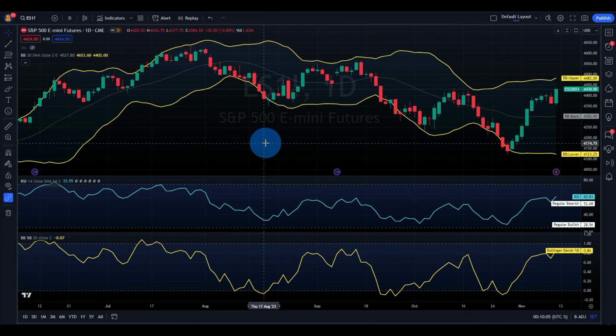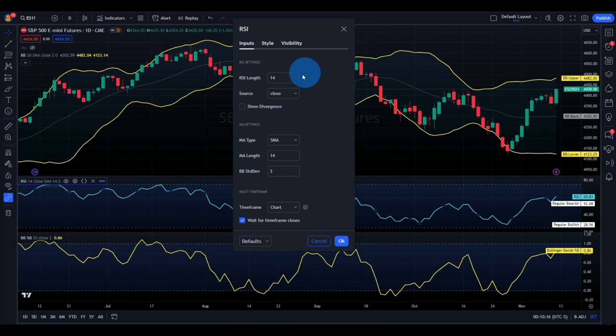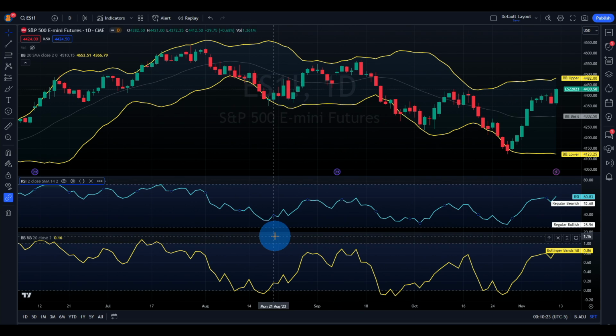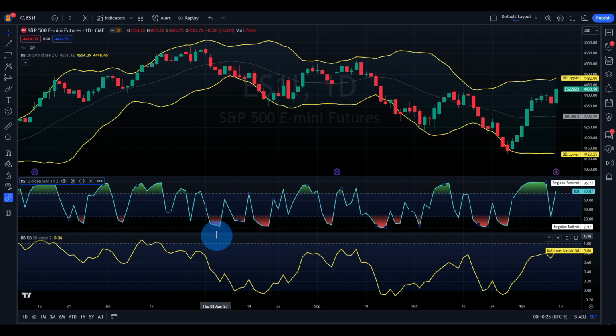First of all, if this is your first time on the channel, I should let you know that I don't use the default parameters for these indicators. For example, for the RSI, I use the RSI2, which is a strategy that was popularized by Larry Connors. So this is the RSI2, and basically when we are below 25, we want to buy. When we are above 75, we want to short.